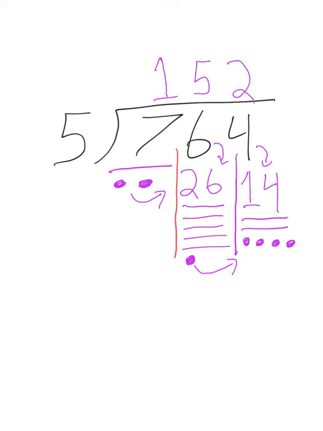And in this problem, we have these 4 little dots left over down here. There's nothing else up here to use, so those 4 dots become a remainder of 4. 152, remainder of 4. There's some leftovers there.